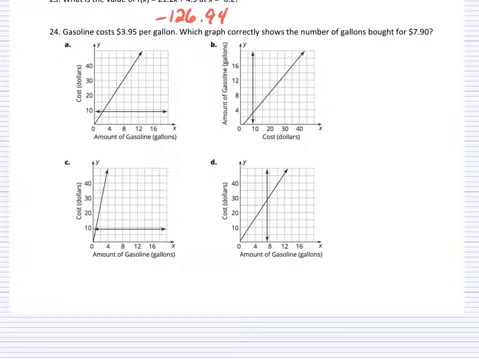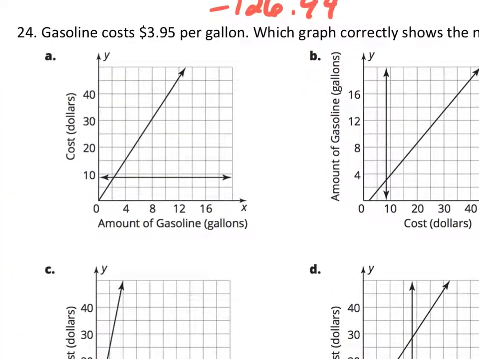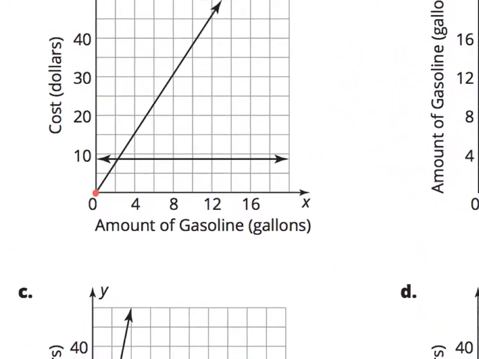Number 24, the gasoline costs $3.95 per gallon. Which graph correctly shows the number of gallons bought for $7.90? So if I look at part A, I'm going to zoom in. For 0 gallons, the price is 0. And if I keep going, it looks like it has a slope of going up $3.95 per gallon. Now the other part of this is when I want to find $7.90. So if I go to the y column, if right here is $10, $7.90 would be about right here, which gives us this line going across.